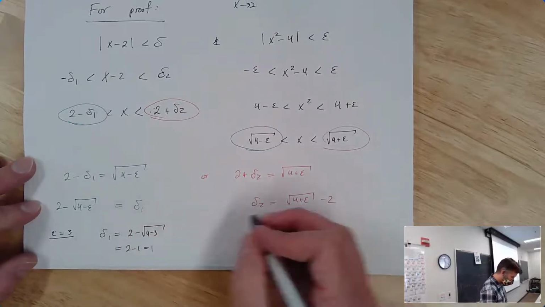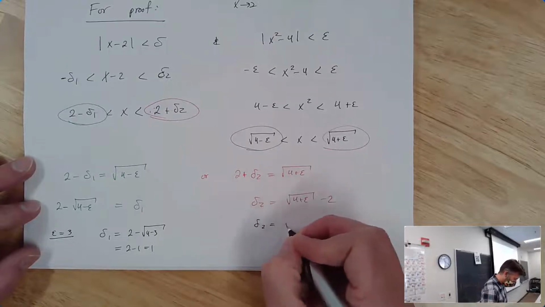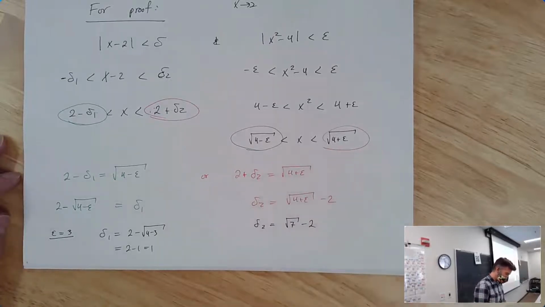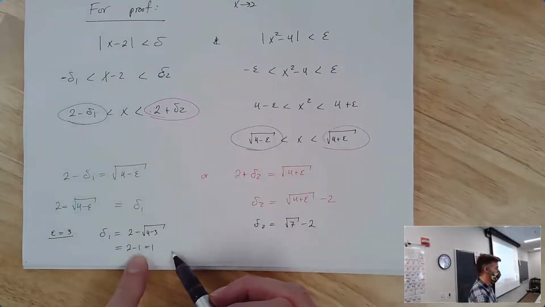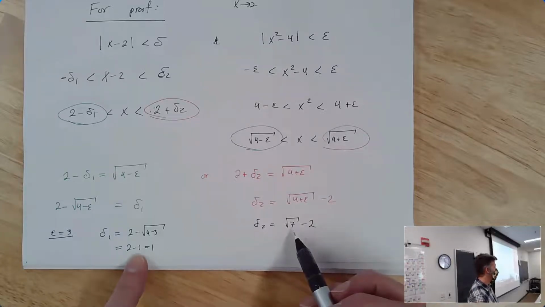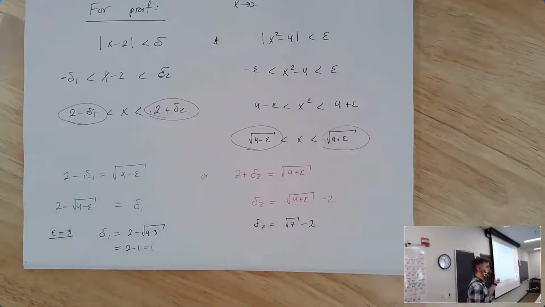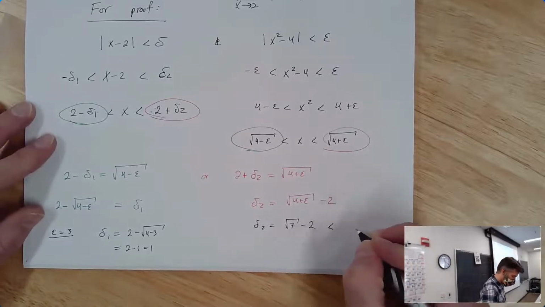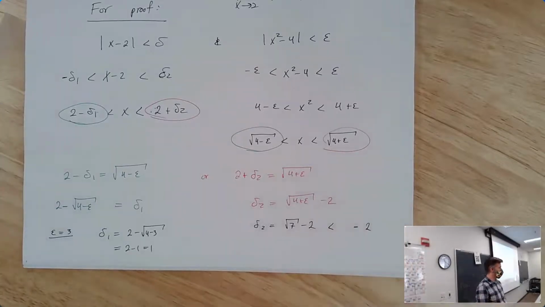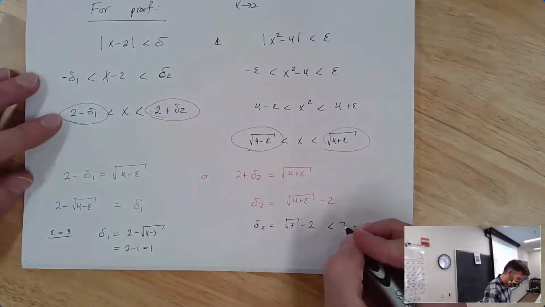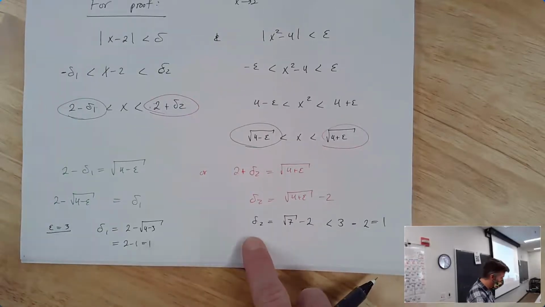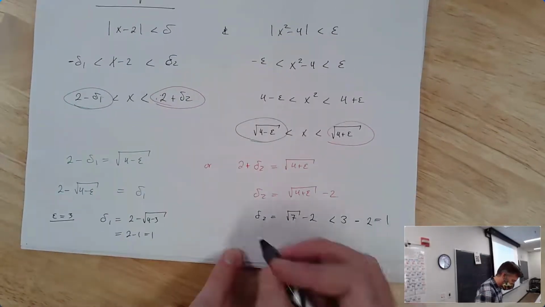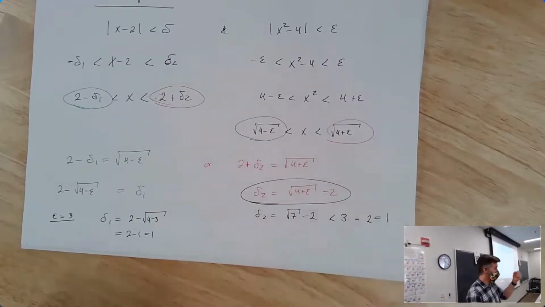And if we pick epsilon equal to 3, delta 2 is going to be the square root of 7 minus 2. Is the square root of 7 minus 2 bigger than 1 or less than 1? I think it might be smaller than 1. So what's the next integer that the square root of 7 is definitely less than? Square root of 7 is less than the square root of 9, which is 3. So it is less than 1. So we see that the delta 2 is smaller than the delta 1. So that's the one we want, and we want the smaller one.